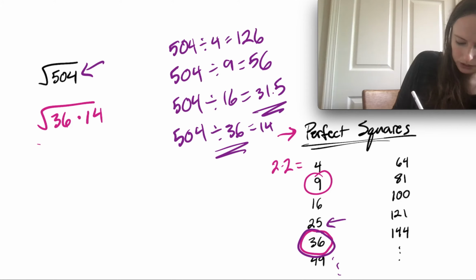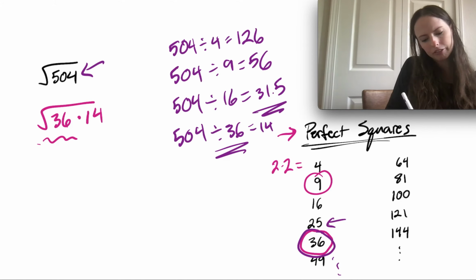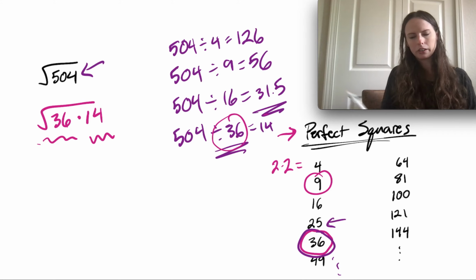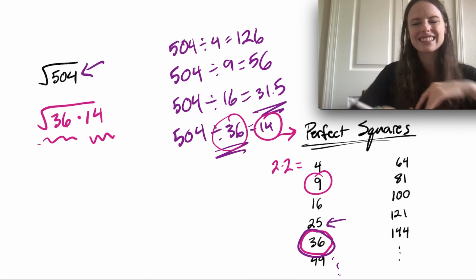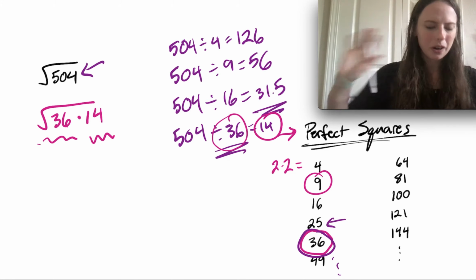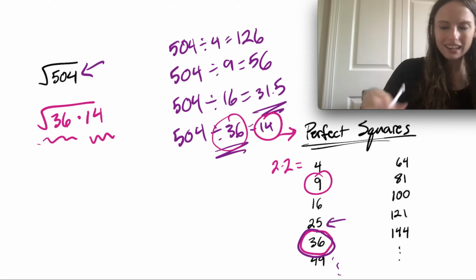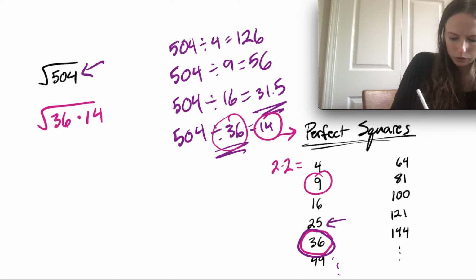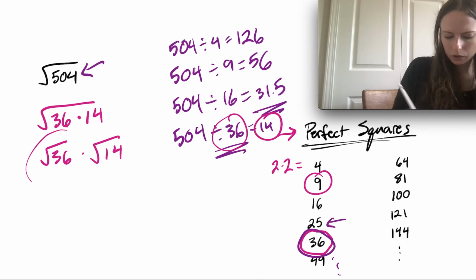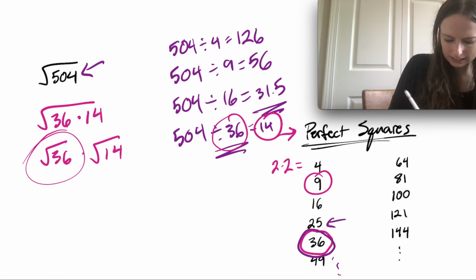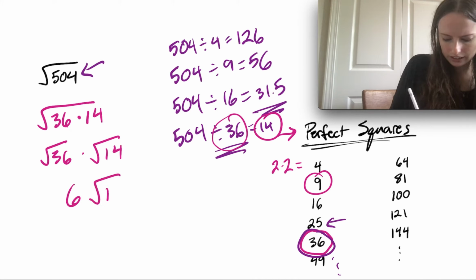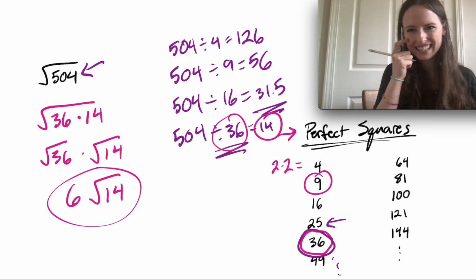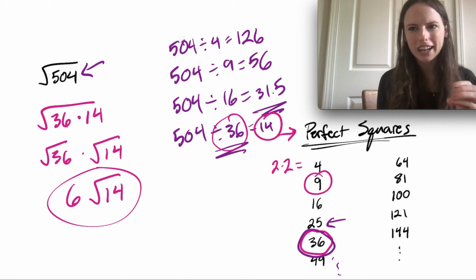So that's why I'm using 36, and I got the 14 because that's the other number that multiplies by 36 to get 504. Okay, so now that we've got all that, we're ready to simplify this problem by saying the square root of 36 times the square root of 14. This whole guy simplifies to a 6, and our answer is 6 root 14. So that's your process for finding the highest possible perfect square.